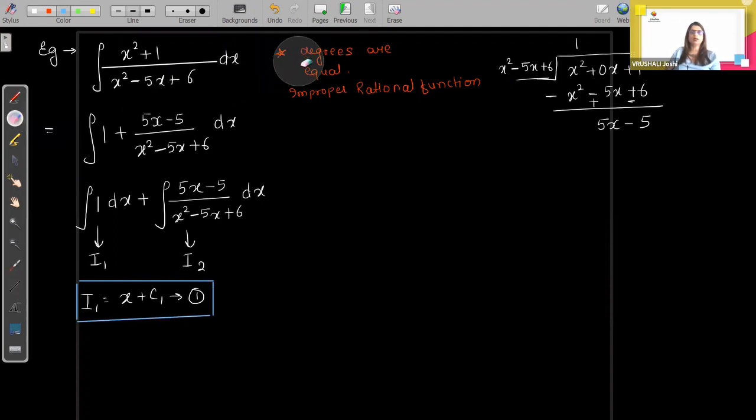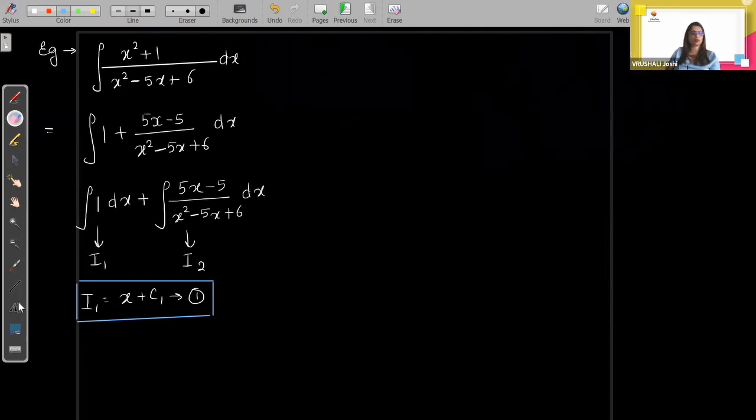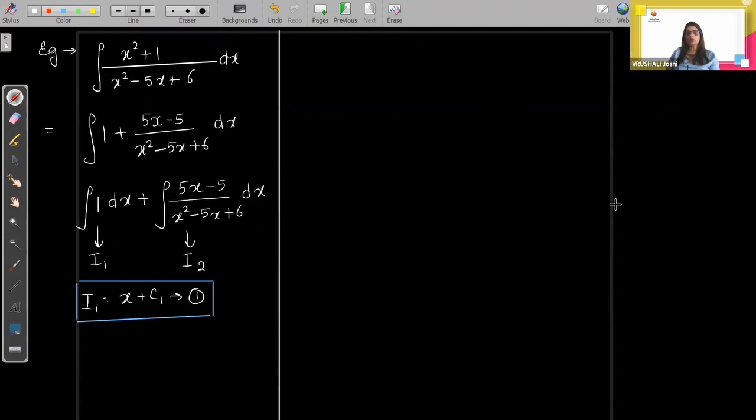Now I'll erase this, okay? I think all of you would have written this. So I'll erase this, there is no need for it. Now we are going to solve I2. So we will solve I2 now. I2 we have as integration of 5x minus 5 by x square minus 5x plus 6 dx, correct?